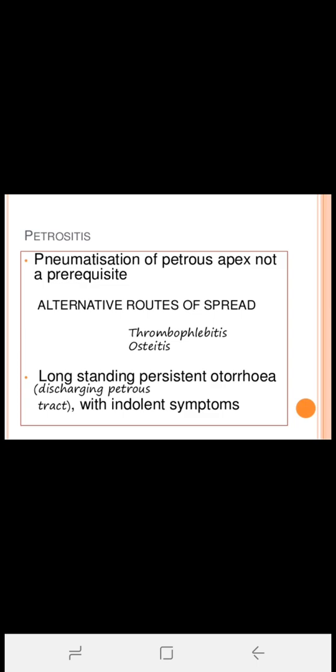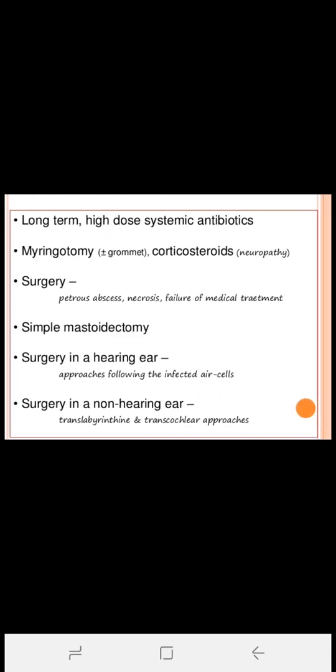Now, long-standing persistent otorrhea, a discharging petrous tract with indolent symptoms. Long term, we need high dose systemic antibiotics, myringotomy with grommet insertion. We need corticosteroids if neuropathy is there. And we have to do surgery if there is an abscess in the petrous apex or necrosis, and there is no improvement after medical management.